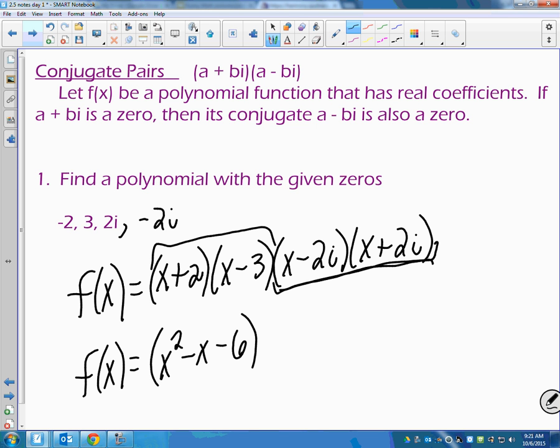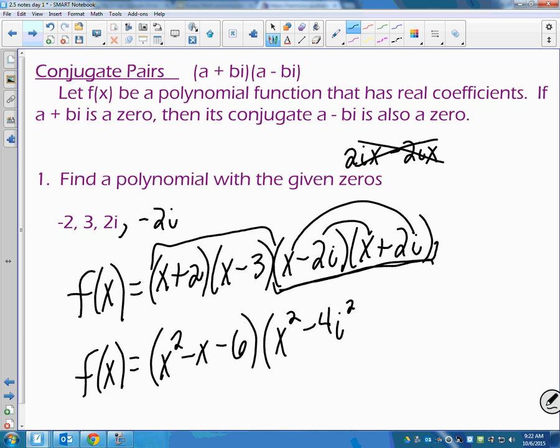The whole thing about complex conjugates is that it's the difference of two squares. So you get x squared. I never put that middle term because I always know it's going to cancel out. X times 2i would be 2ix, and then negative 2i times x is negative 2ix. So that middle term will always cross out, and you're left with negative 4i squared.